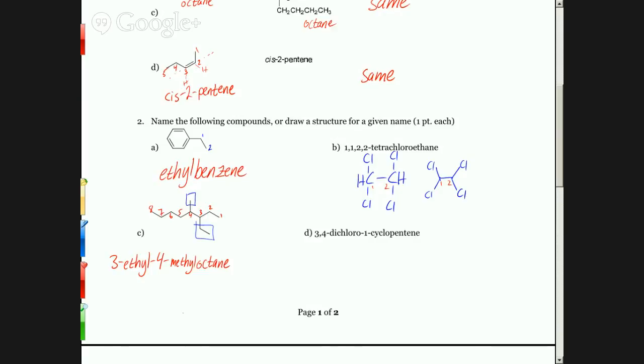Okay, and then the last one, cyclopentene. Just like we did up there, that's going to be 5 carbons with a double bond, and it's 1 cyclopentene, so we can start numbering like we did before. So then our substituents are 3,4-dichloro, which means we're going to have 3 and 4 and a chlorine at each one. So there's the structure.